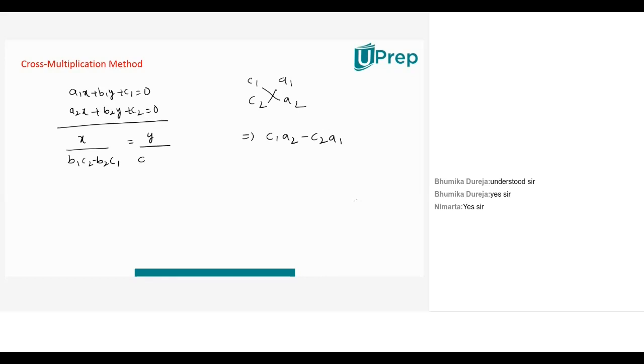C1, C2. Now come back to the first. It will be A1, A2. Now cross multiply. You'll get C1 A2 minus C2 A1. Always remember, you should always start with the right, otherwise there will be a sign difference.